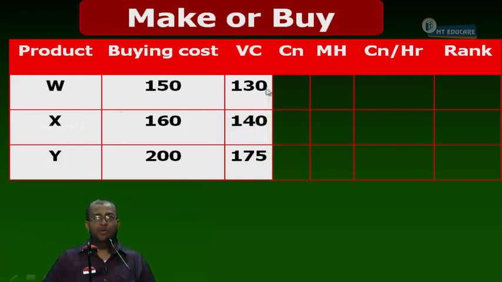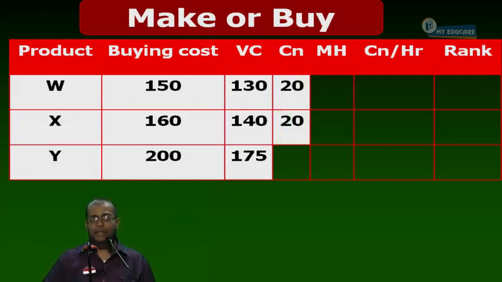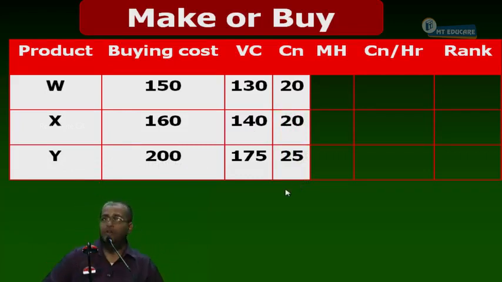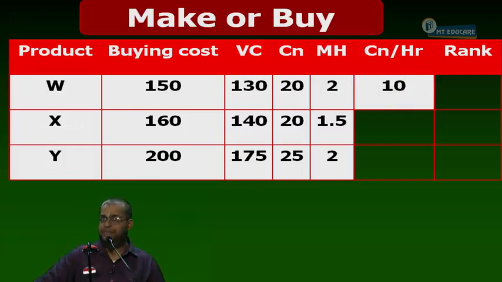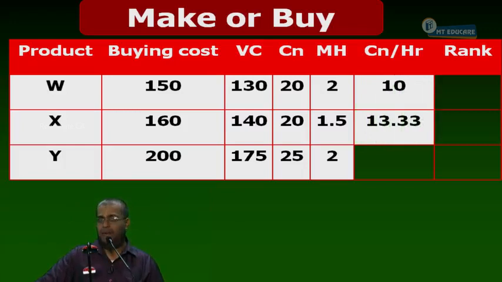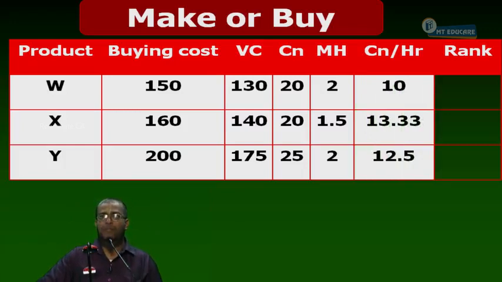If I manufacture W, how much cost can I save? 20 rupees per unit. Savings in cost is the contribution here. If I manufacture X, 20. If I manufacture Y, 25. So Y saves more cost to manufacture. Can I give the hours first to Y or not? No. It is not the contribution per unit that is required, but contribution per machine hour. The machine hours are 2, 1.5 and 2. So 20 by 2 is 10, 20 by 1.5 is 13.33, and 25 by 2 is 12.5.